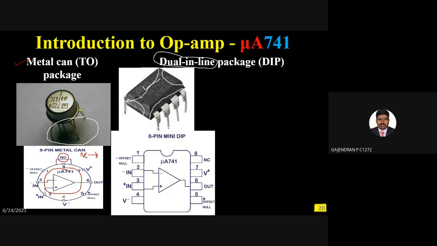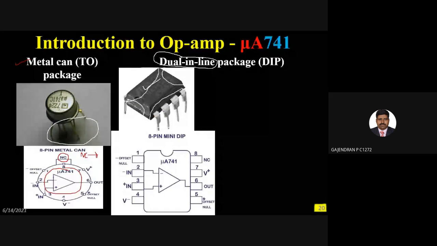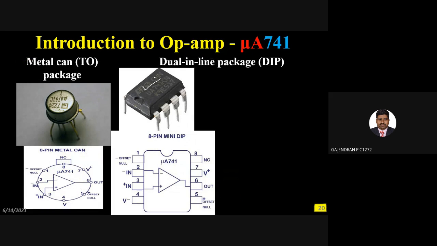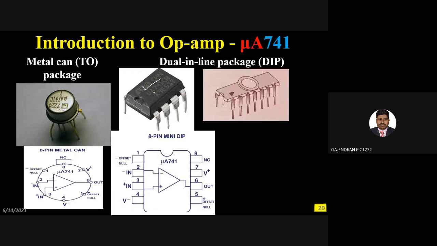So again, inside this IC you will have your operational amplifier. You can see IN minus, IN plus, out, and V plus, V minus, all these things. And also you can see NC. NC stands for no connection. So this is 741 with DIP package. Generally we will say DIP only. We are not using the full form. DIP stands for dual inline package.